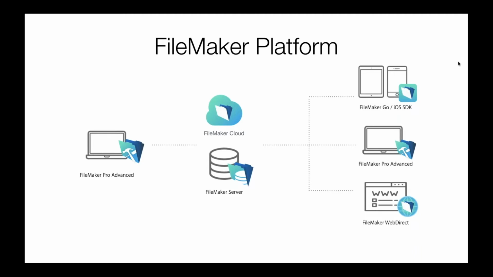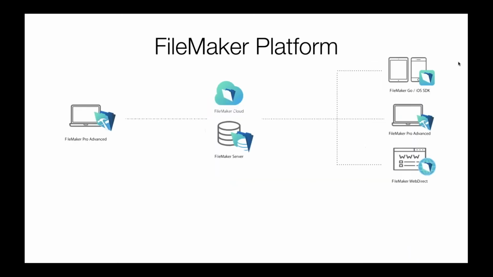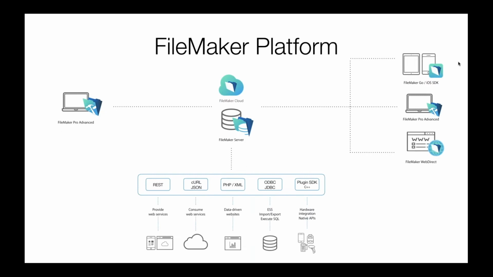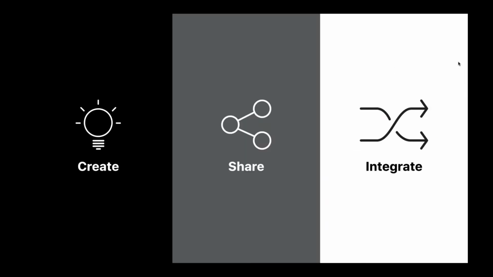Now, the story doesn't end there. As part of the integration part of the Workplace Innovation Platform, the FileMaker platform has a ton of integration options for you, everything from REST APIs, PHP, and ODBC, even plugins, to make sure that your apps do not become silos and can integrate with the world around them. Like I said, a Workplace Innovation Platform has everything you need to create, share, and integrate your apps. Today we're going to focus on the integrate portion of that.